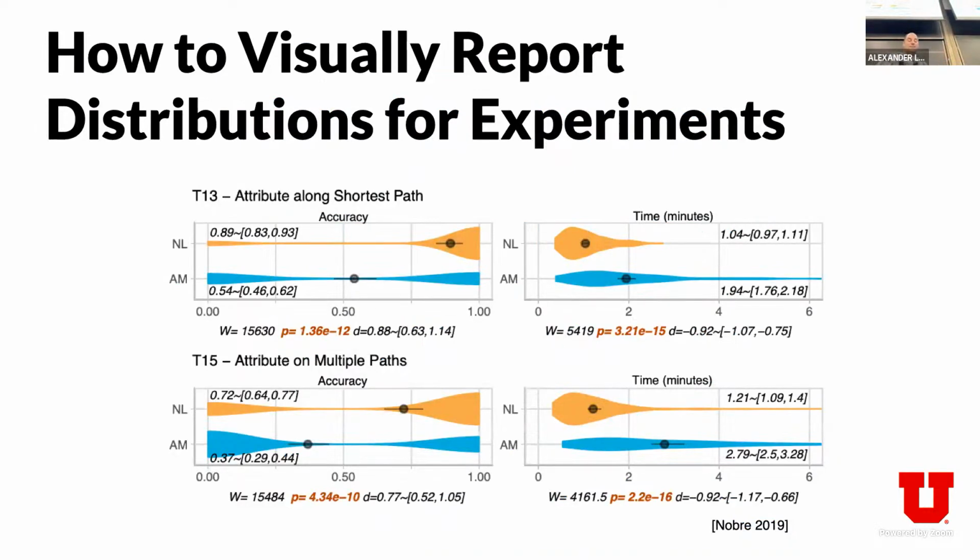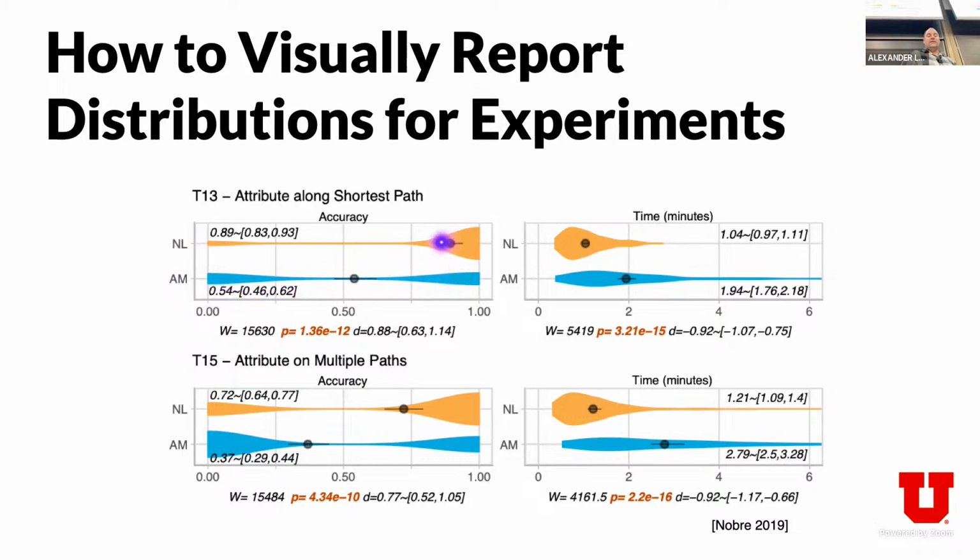This is an example from a paper from my group, and this is how we now report statistical results. For example, what we're doing here is showing accuracy scores and time for 2 different tasks. So we have our accuracy scores here, and then our times. And we have 2 different conditions, NL and AM. And we see that in the AM, we have a bimodal distribution. This would be really hard to see otherwise.